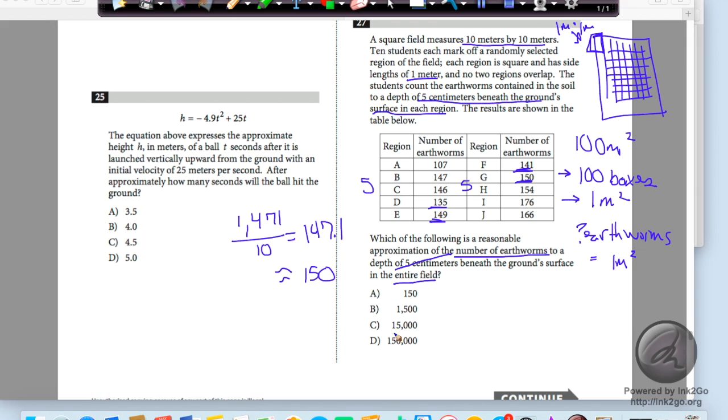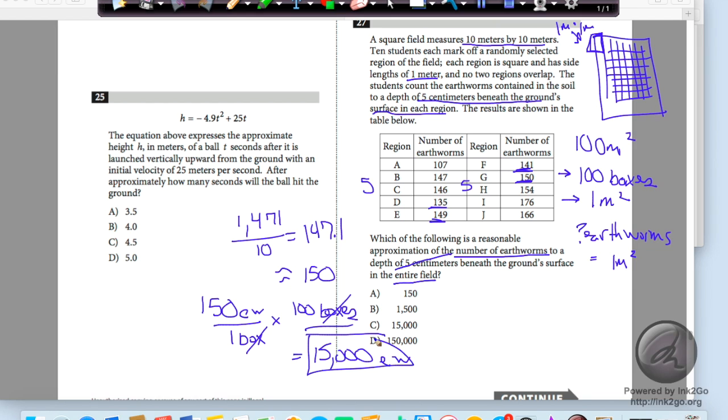So I'm going to estimate, well, if I have 150 earthworms, and this is simply per 1 box, well, if I have 100 boxes, then I'm going to do this in order to eliminate the units in terms of unit conversion. Then I'm going to end up with 150 times 100, which should give me approximately 15,000 earthworms altogether, which I'm abbreviating with EW. So my best answer should be 15,000, and I believe C is your best answer.